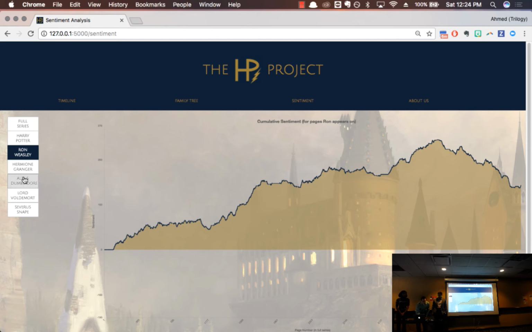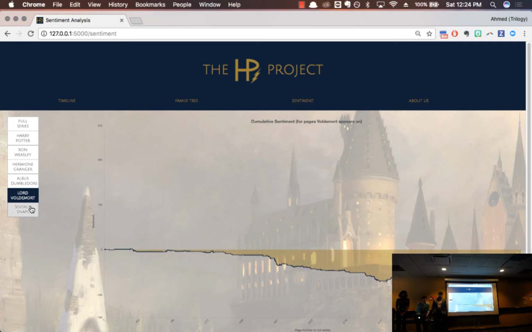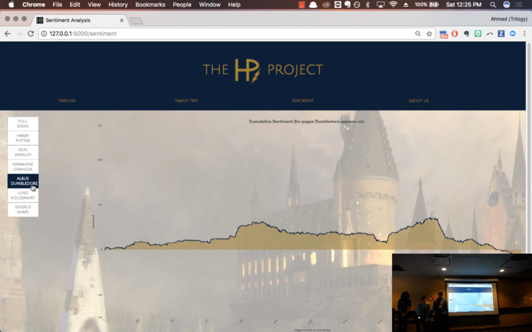Whereas someone like Dumbledore looks a lot different, especially Voldemort and Snape. What's that Dumbledore falling down there towards the three quarters of the graph? Can you go to Dumbledore? What happens right here?